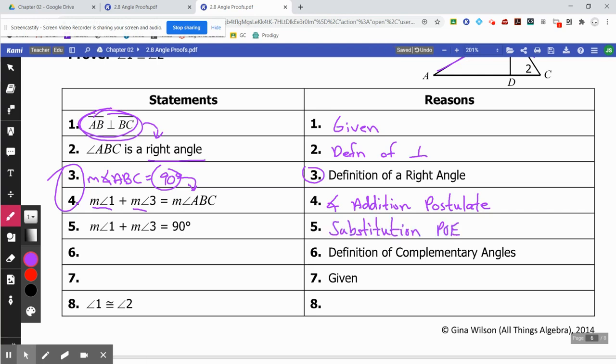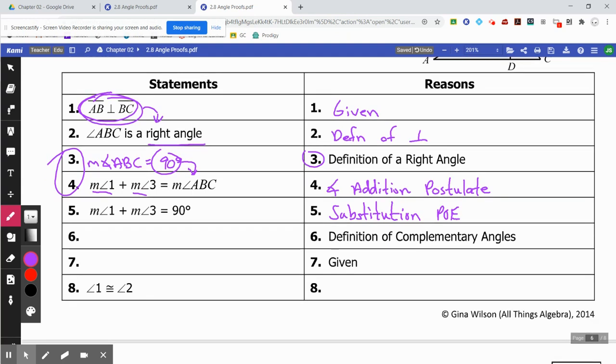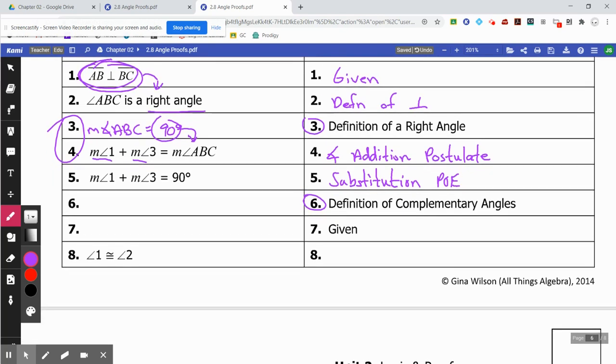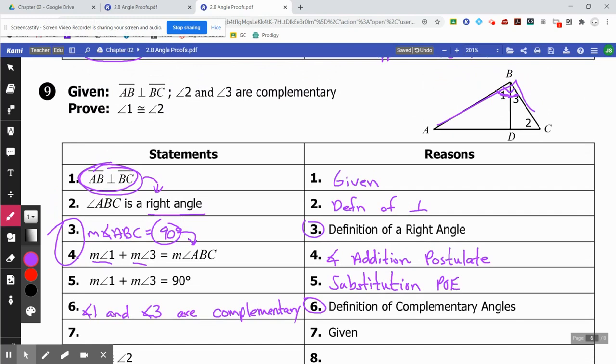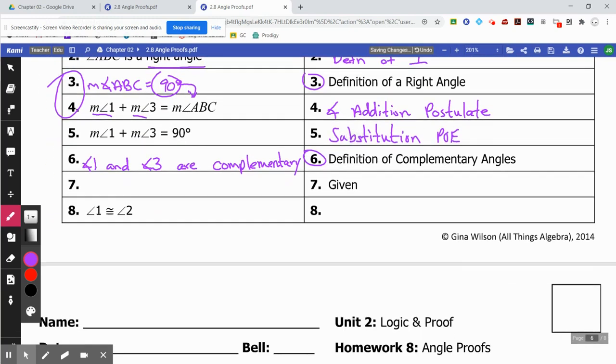And again, you could make an argument for, well, I thought that was transitive. Transitive is fine. So since the measure of angle 1 and 3 is 90, by the definition of complementary angles, that means angle 1 and angle 3 are complementary. Okay, now look at step 7, we have another given. So we have to go back up and look. We were given also that angles 2 and 3 were complementary. So now we know that 1 and 3 are complementary, 2 and 3 are complementary.